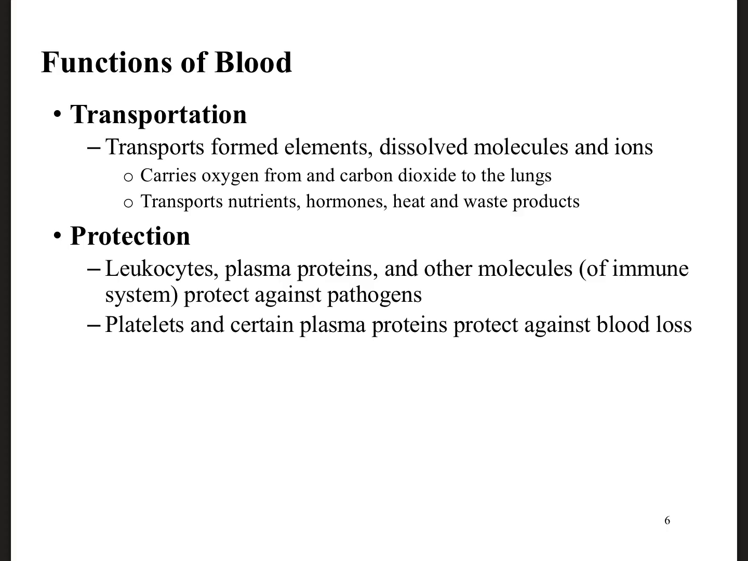And then platelets and certain other plasma proteins like fibrinogen and fibrin and thrombin, right? Those help protect against blood loss through the clotting process. The clotting process is called hemostasis. And there's 4 steps to hemostasis that we will discuss later.